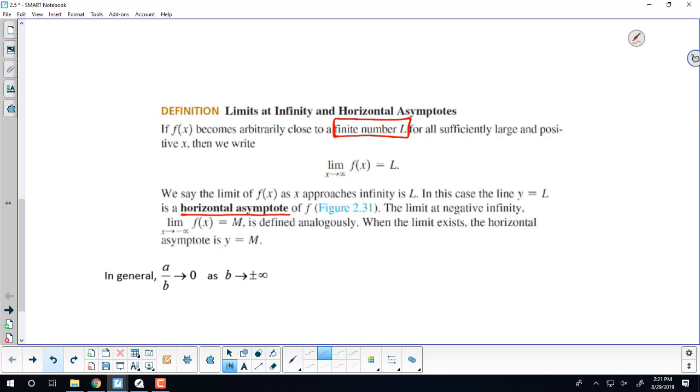We looked at a similar situation in 2.4, that when we look at a quotient, if the denominator got smaller and smaller, we said that the quotient got larger and larger. Here we're saying, on the flip side of that, if the denominator is getting larger and larger, your quotient gets smaller and smaller. So that will arise in practice.